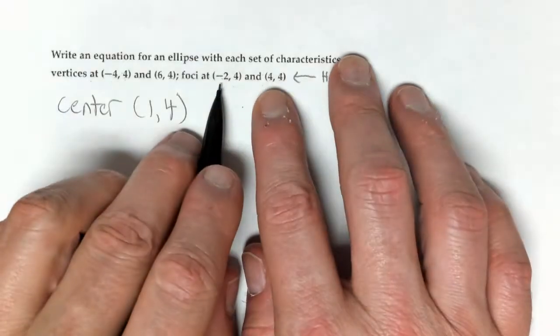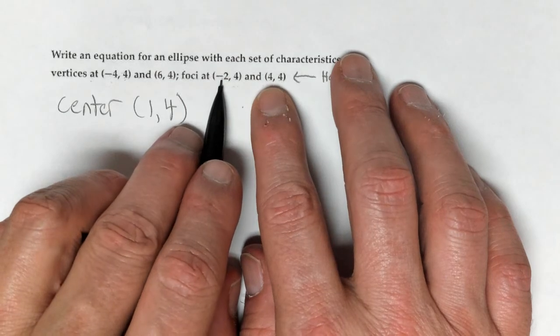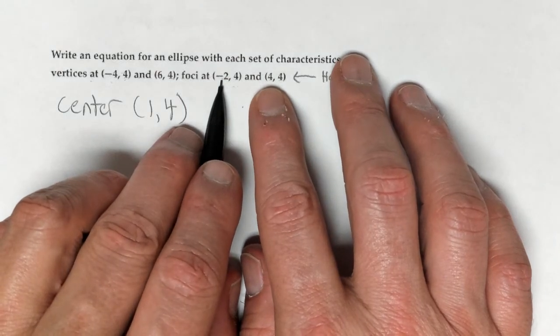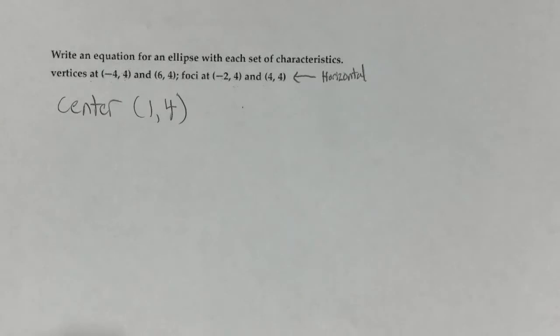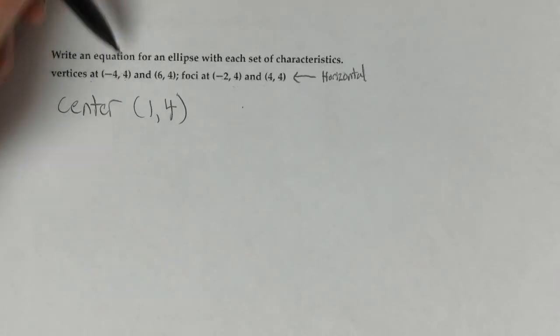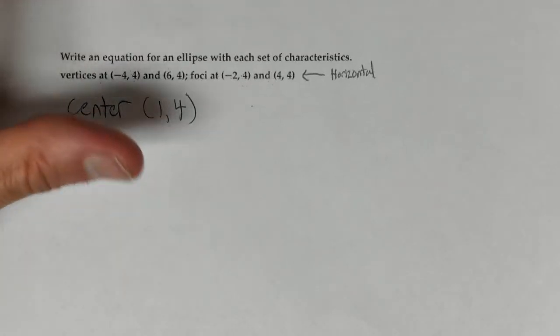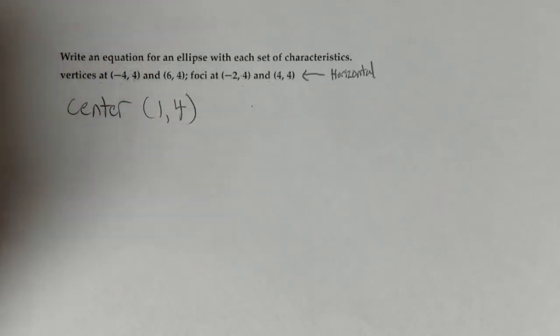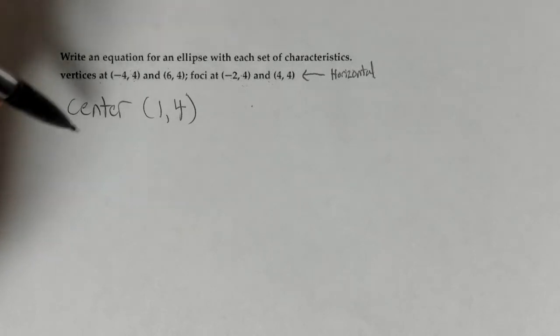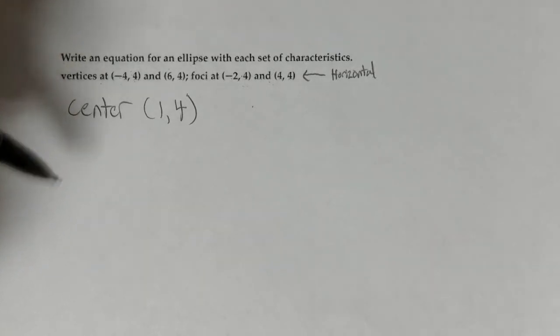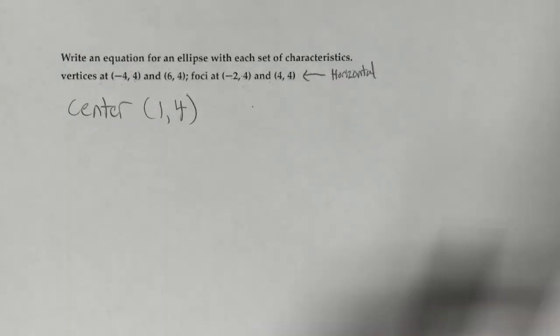And if we wanted to verify that, we could, right? What's the middle of negative 2 to 4? 4 minus 2 is 2, divided by 2 is 1. So you can take either the midpoint of these two vertices or the midpoint of these two foci in order to come up with the center. All right, so now the next thing that I need to figure out is how to get the values of A and B.